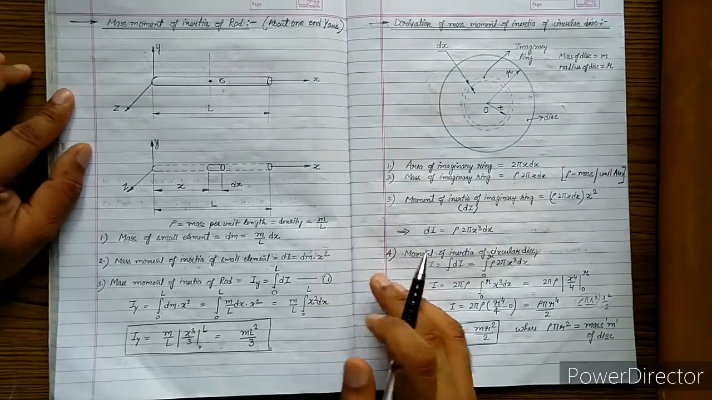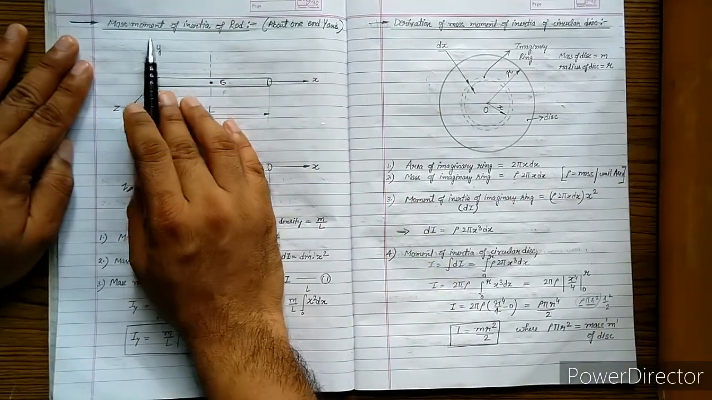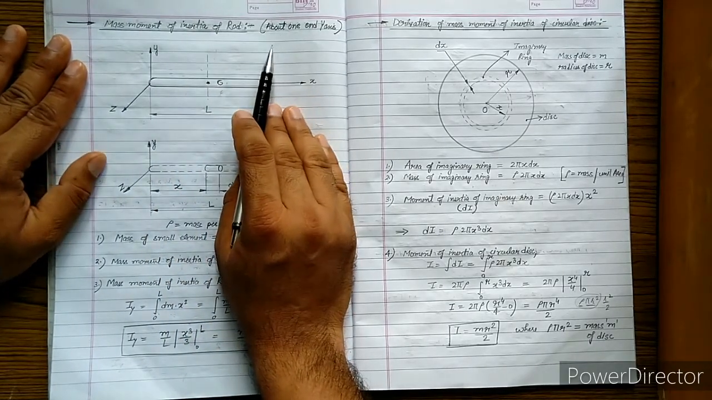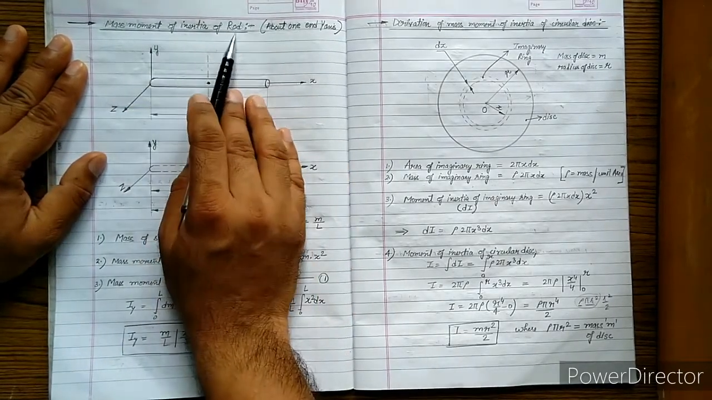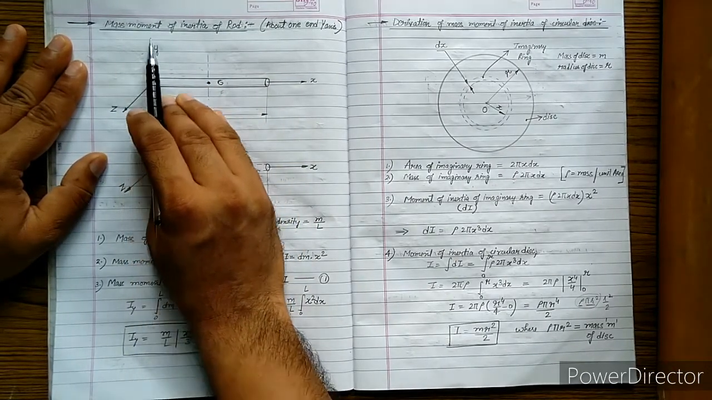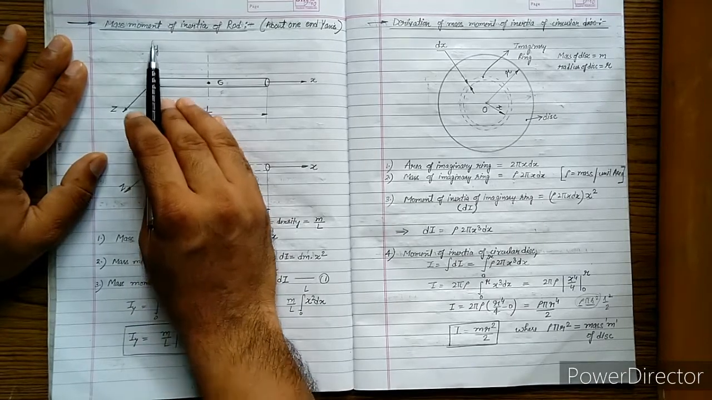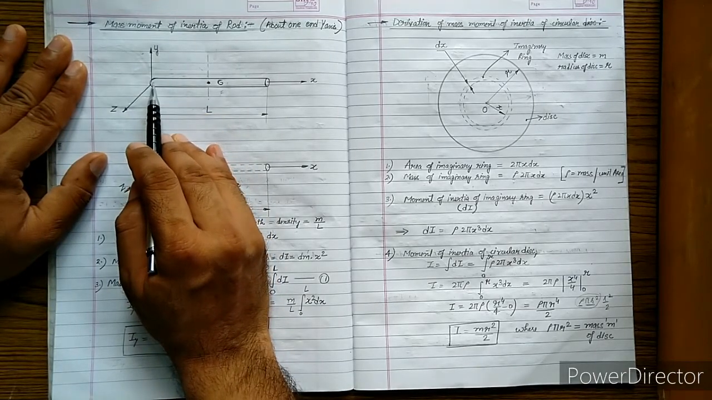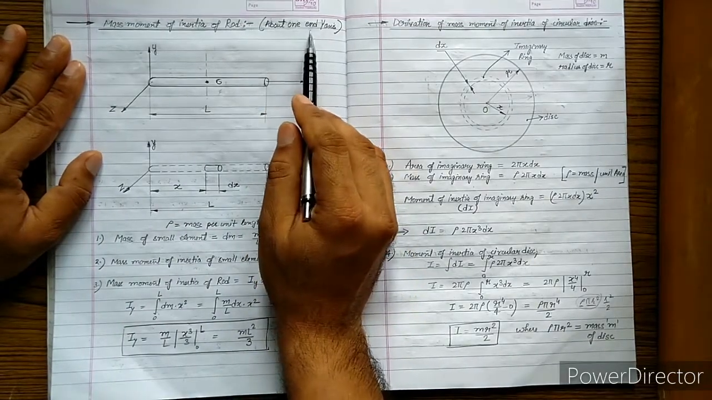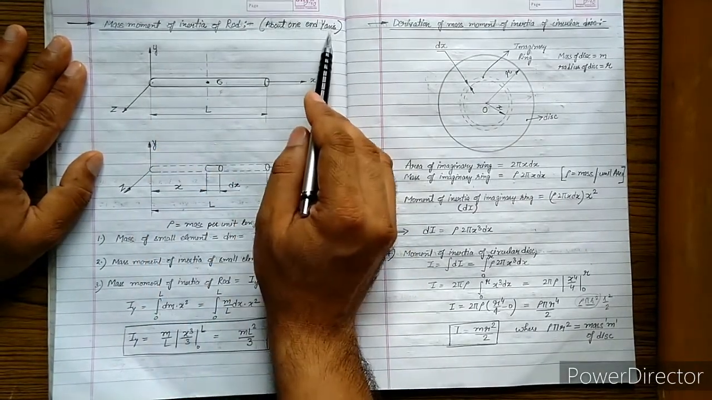Hello students, today we will talk about our next topic, that is mass moment of inertia of rod. This time we will find the mass moment of inertia of rod about one axis, let us say y-axis, and that axis is placed at the extreme left end of the rod. Fine. So that is why it is written about one end along y-axis.